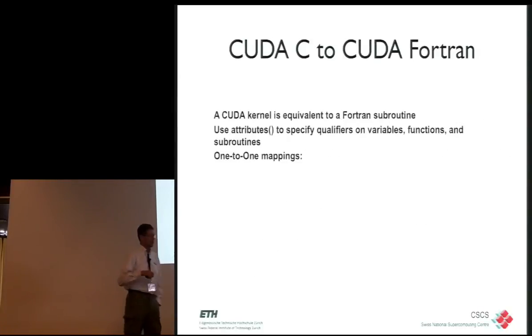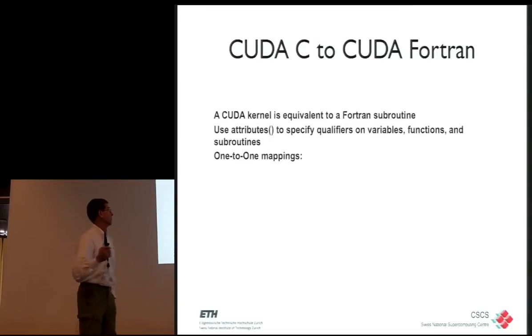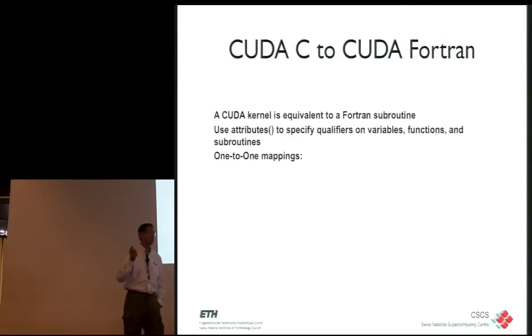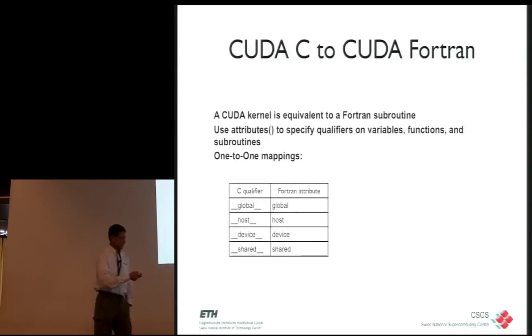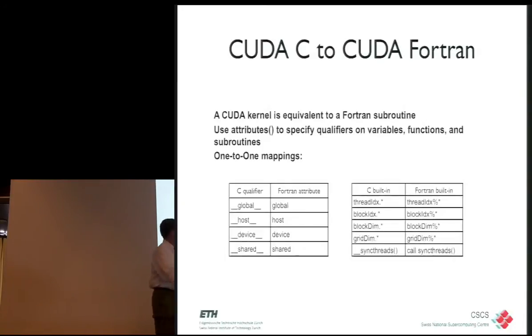So, the step from CUDA C to CUDA Fortran, it's simple. Like I say, it's just syntax. The CUDA kernel is the equivalent of a Fortran subroutine with some additional attributes, which I'll talk about in a second. The attributes impose qualifiers on variables, functions, and subroutines. Then there's a one-to-one mapping with the things which Dimitri already explained. For example, the C qualifiers global, host and device, and there are equivalent attributes on the Fortran side. I'll show you how to use those in a second.